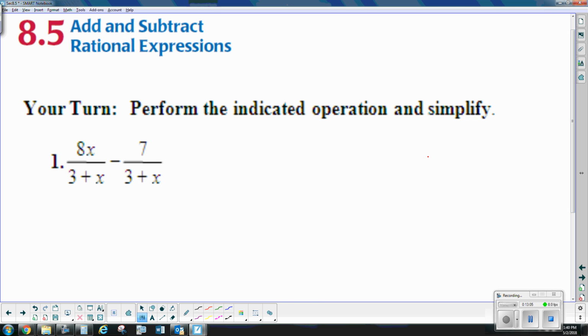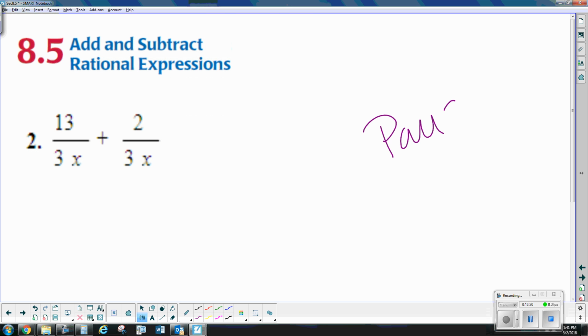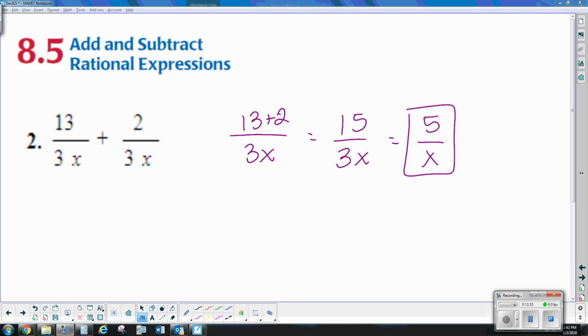Okay, so try this one on your own. You can pause the video while you work and unpause for the solution. Solution for this first problem, 8x minus 7 over 3 plus x, and that is your simplest form. Okay, try this next one. Here you're adding with like denominators, so pause while you work and you can unpause for the solution. Remember to simplify. So in simplest form, our solution here is 5 divided by x.